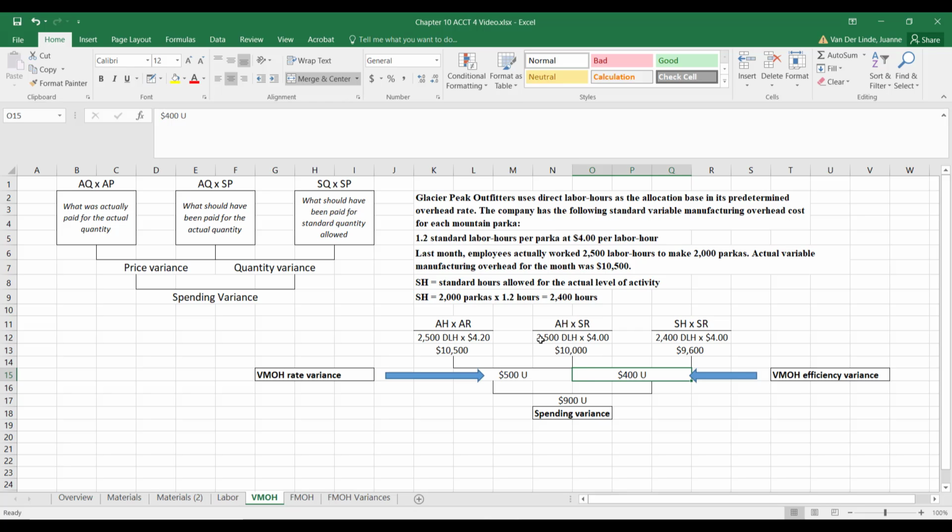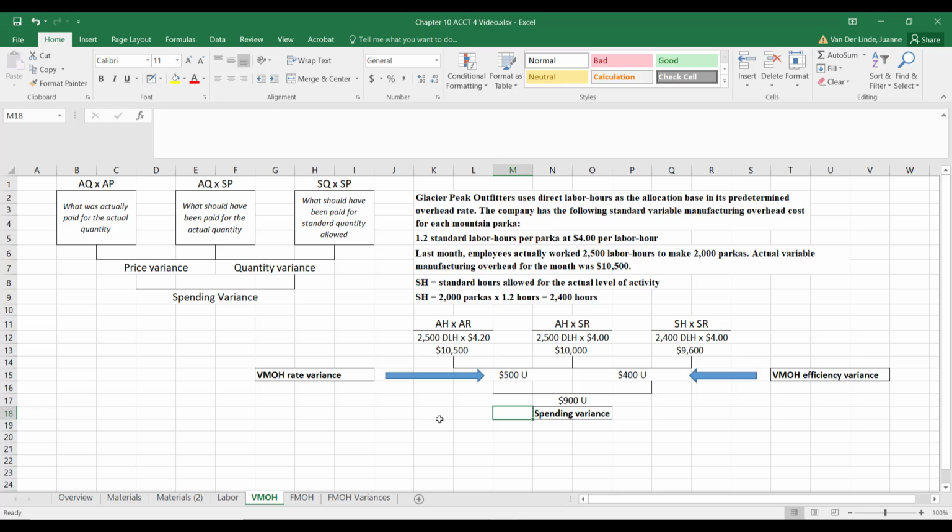Why? Because we used 2,500 hours when we should have used 2,400. So in terms of hours, that's a 100-hour unfavorable variance, but converted to a dollar basis, a 100-hour unfavorable quantity, or in this case efficiency variance, converts to a $400 unfavorable efficiency variance when we use that standard rate to convert it to dollars. Now the two unfavorable variances, the unfavorable rate and the unfavorable efficiency variance here in terms of variable overhead, add up to a $900 overall unfavorable spending variance.